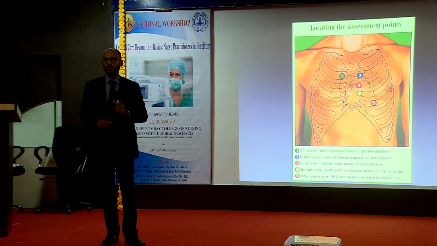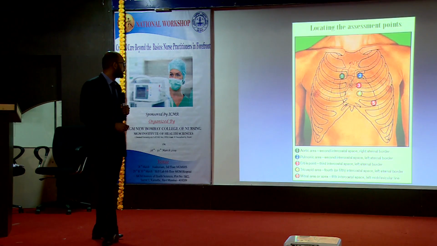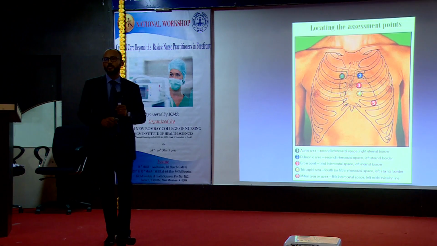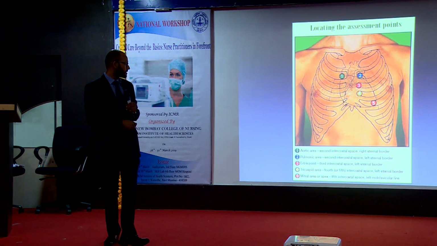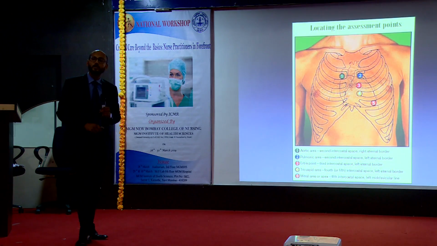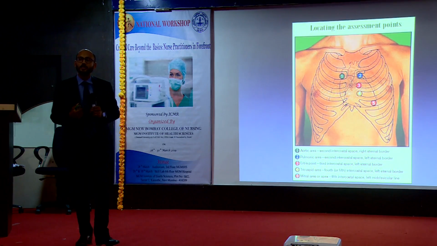You'll hear all your aortic heart sounds over here. 2, pulmonic area. All your pulmonary valve sounds you'll hear in the left second intercostal space, just next to the sternum. What about 3? 3 is an area called the Erb's point. It's the third left intercostal space. You'll hear especially things like aortic regurgitation in these areas.